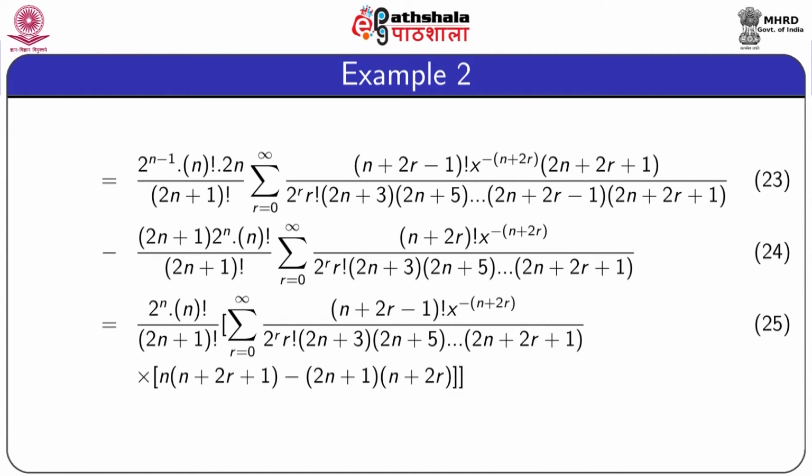After simplification, we come to equation number 25, which is 2 to the power n into n factorial divided by 2n plus 1 factorial, summation r equal to 0 to infinity, n plus 2r minus 1 factorial x to the power minus of n plus 2r divided by 2 to the power r factorial, 2n plus 3, 2n plus 5, dot dot dot, 2n plus 2r plus 1, multiplied by n into n plus 2r plus 1 minus 2n plus 1 into n plus 2r.